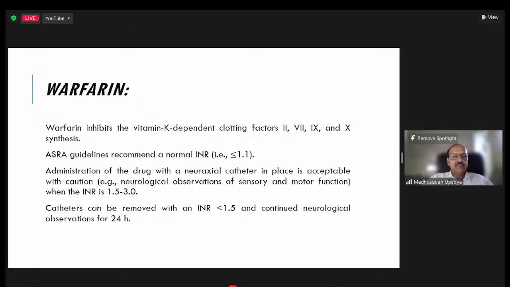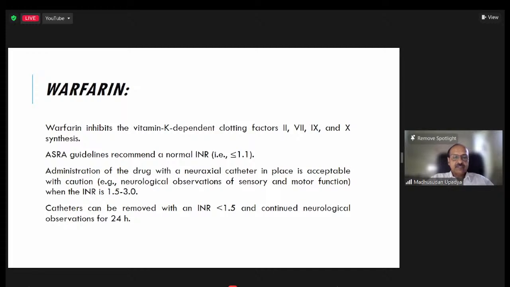Talking about warfarin, we all know that warfarin inhibits vitamin K-dependent clotting factors 2, 7, 9, and 10 synthesis. And ASRA guidelines recommend a normal INR, which is less than 1.1. And administration of the drug with a neuraxial catheter in place is acceptable with caution. For example, neurological observations of sensory and motor function have to be done very frequently. As I said, if possible, every second hour, when the INR is around 1.5 to 3.